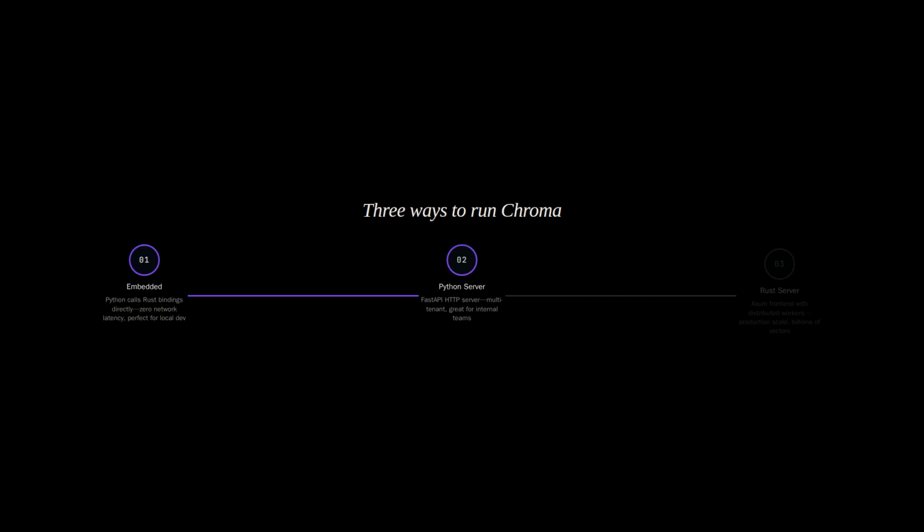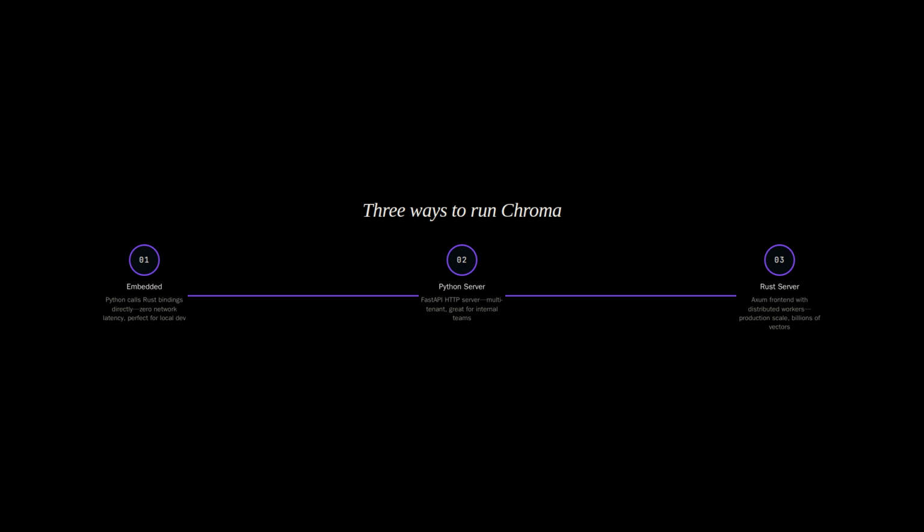Chroma adapts to your needs. Start embedded for local prototyping. Python calls Rust directly with zero network hops. Deploy the Python FastAPI server for internal teams who want multi-tenancy. Scale to production with the Rust Axum frontend backed by distributed workers and object storage. Same API, 3 deployment modes.